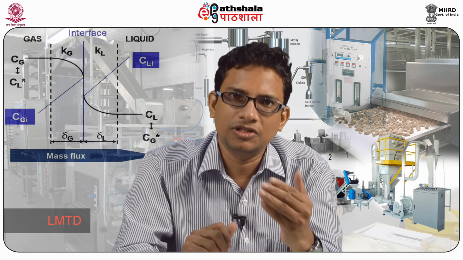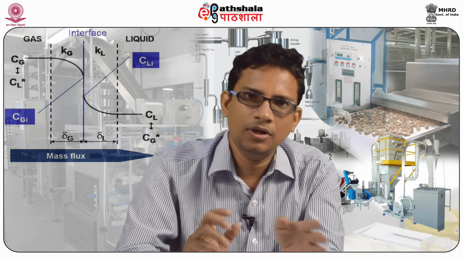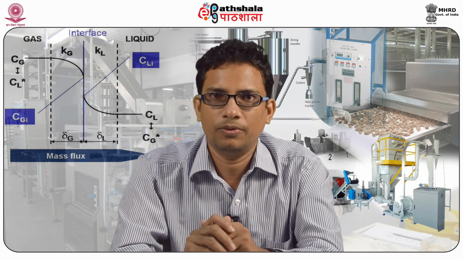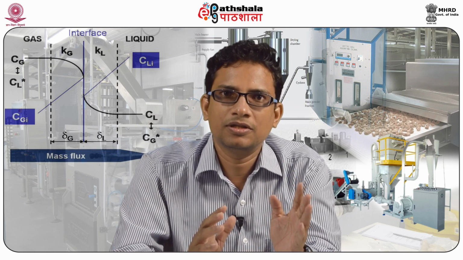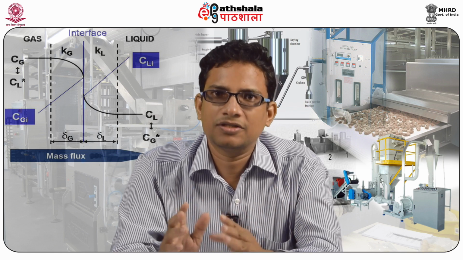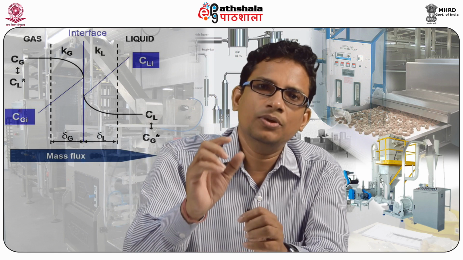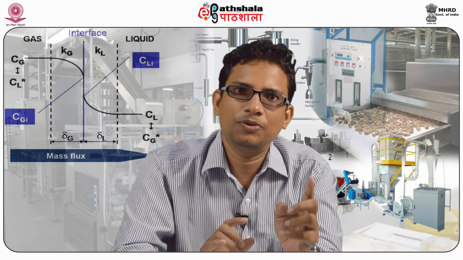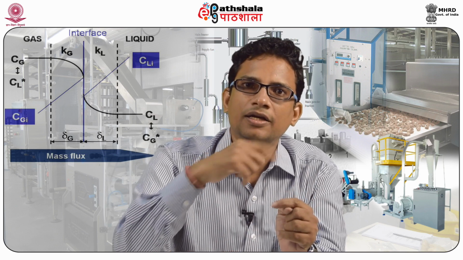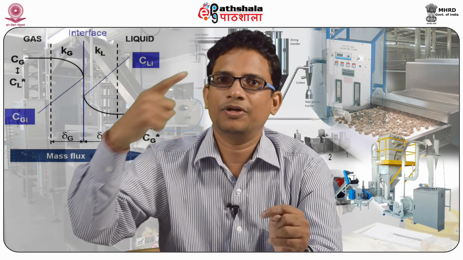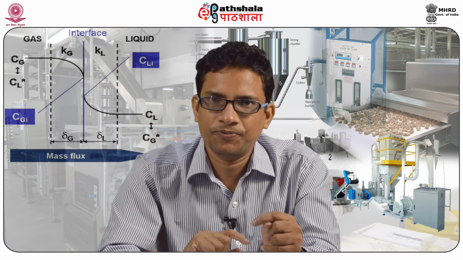Del T LM is different for counter current flow and for co-current flow, that is parallel flow. So, this del T LM is (del T2 minus del T1) divided by ln of (del T2 divided by del T1). Del T2 is the temperature difference at one end and del T1 is the temperature difference at the other end.